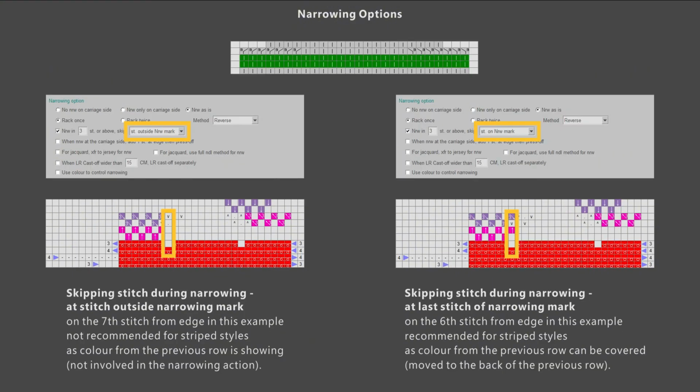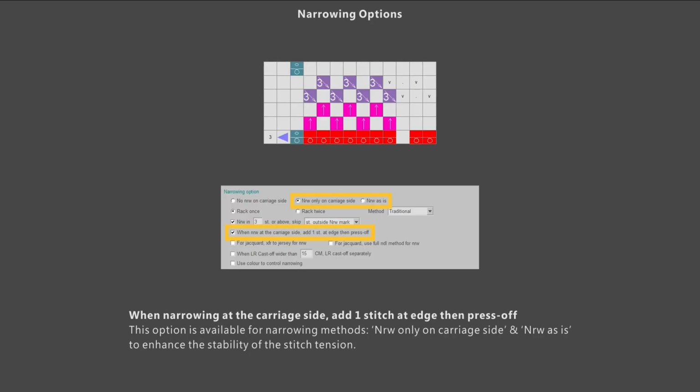Regarding options for skipping stitch during narrowing, if we skip outside narrowing mark, the color from previous row would show. Thus, it is not recommended for striped styles. This option is only available when we choose Narrowing only on carriage side and Narrow as is to enhance the stability of the stitch tension.